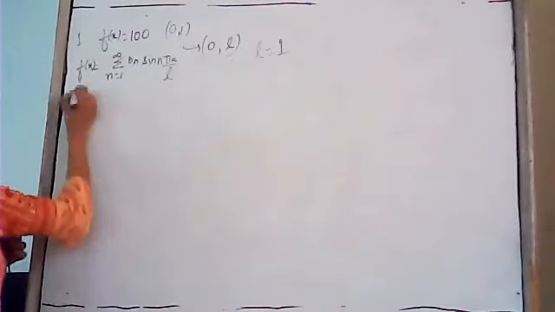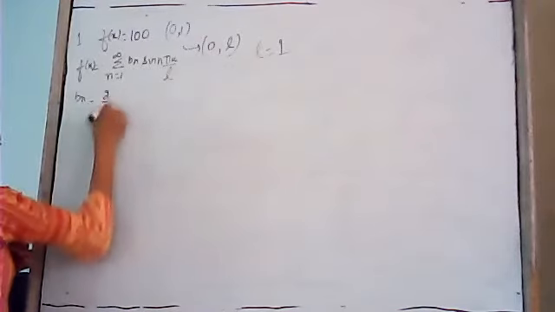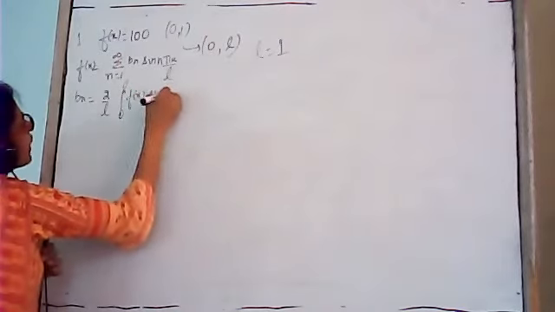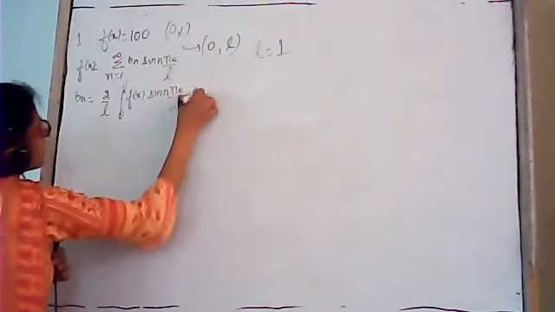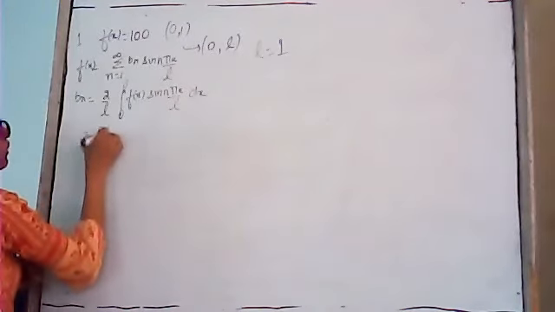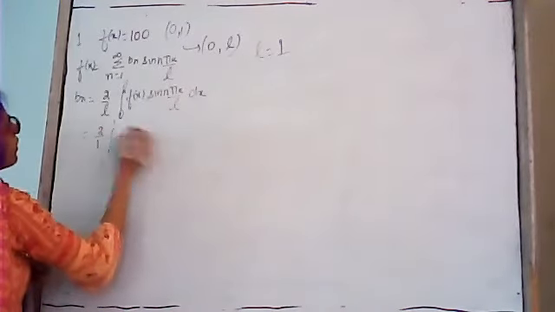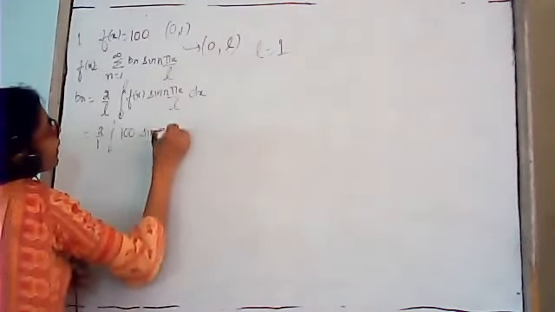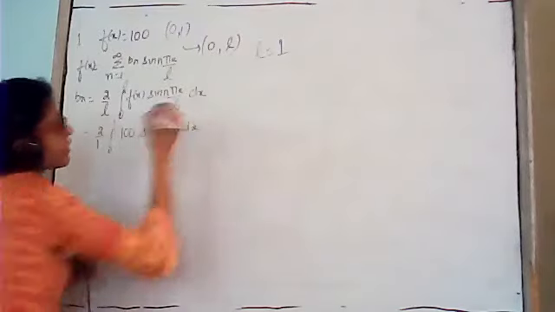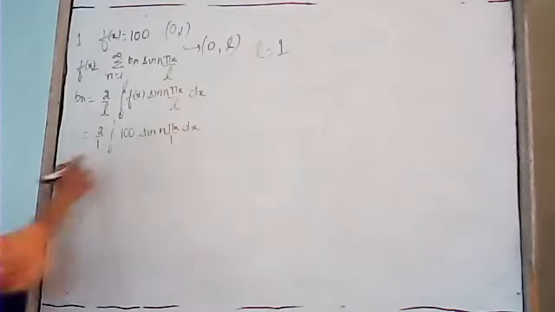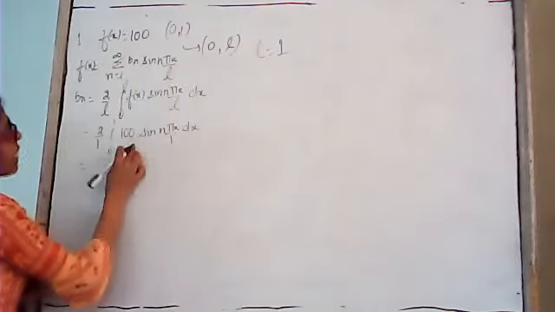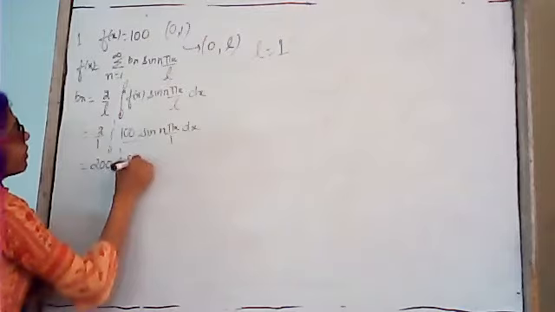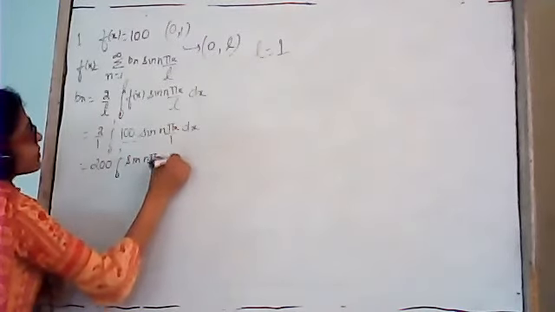f(x) is equal to this, where bn is equal to 2 by L, integral 0 to L, f(x) sine of n pi x upon L dx. Substitute the value of L, you will get 2 by 1, 0 to 1. The value of f(x) is 100 sine of n pi x upon 1 dx. We have to evaluate this integration. 100 is constant. It can be taken outside the integration sign. It will be 200, 0 to 1 sine of n pi x dx.